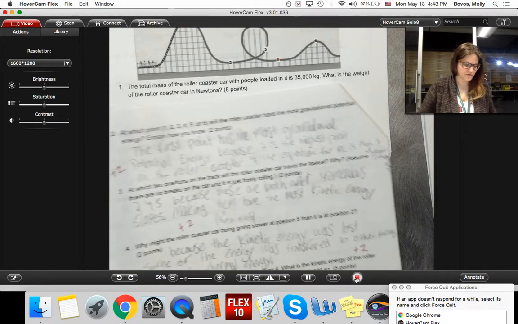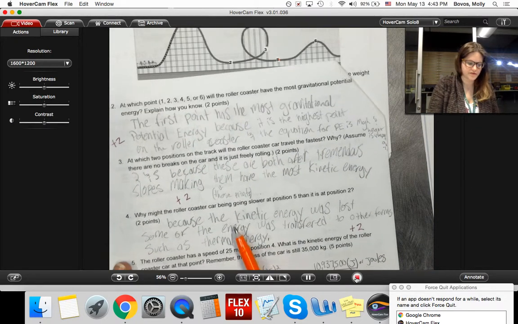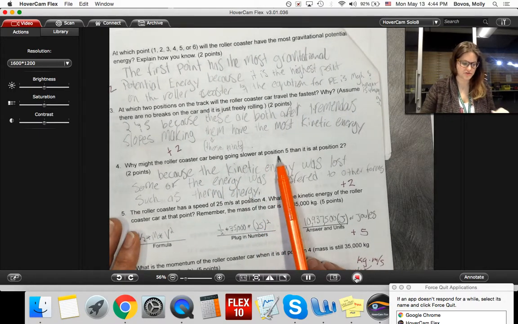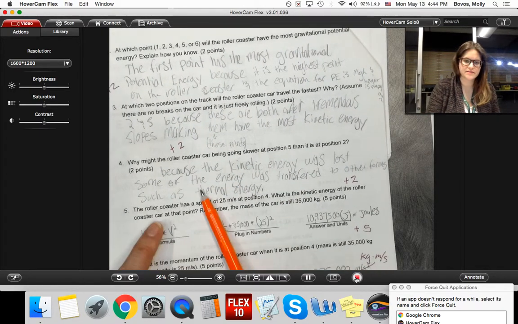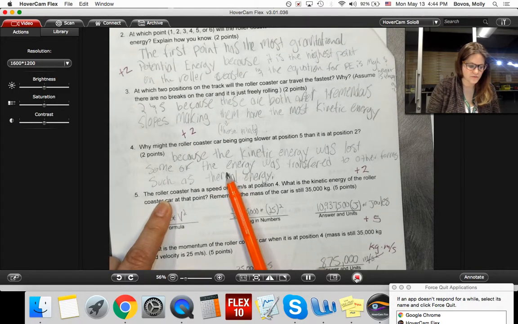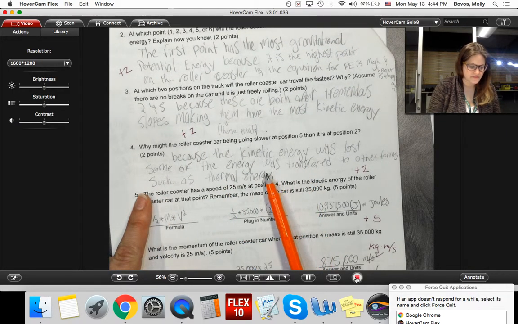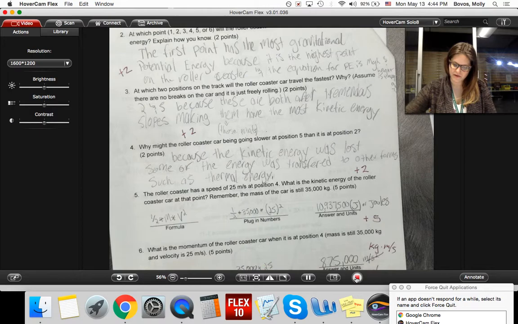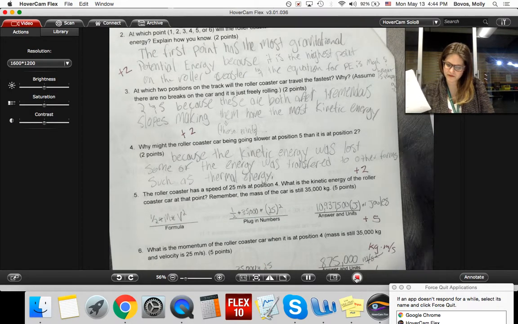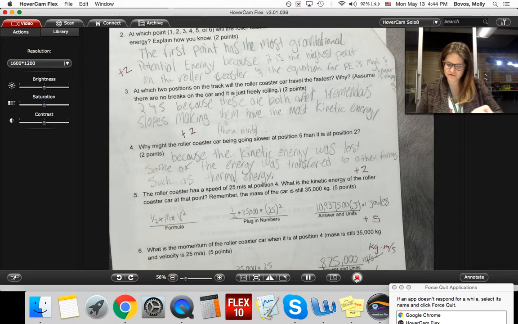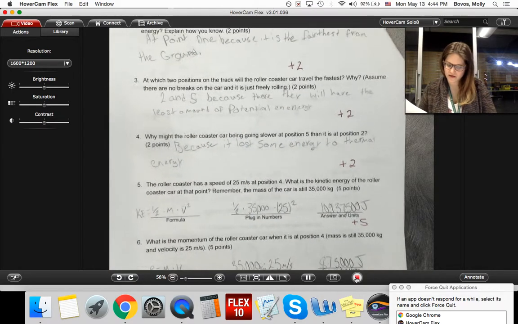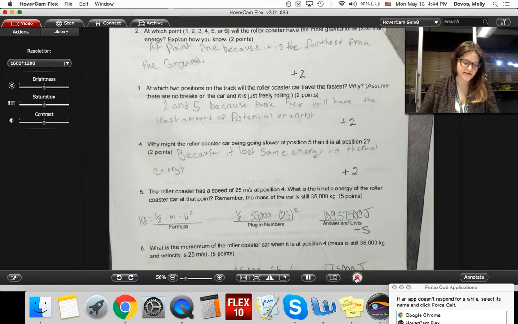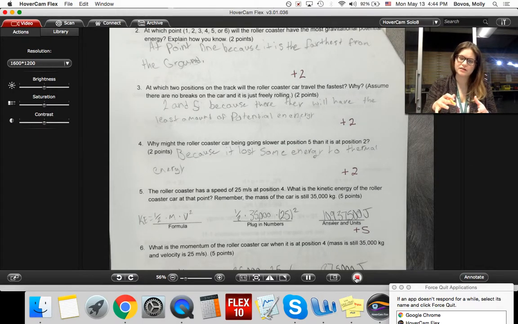Then we get to why might the roller coaster be going slower at position 5 than position 2? I do really like this response. Because the kinetic energy was lost, some of the energy was transferred to other forms such as thermal energy. That's a good response here. Another student said lost to thermal energy. What I'm really looking for here is that because of friction, you're going to lose some of that kinetic energy or mechanical energy to thermal.